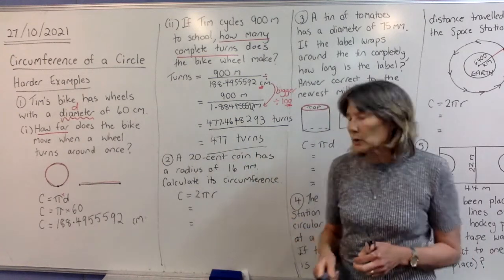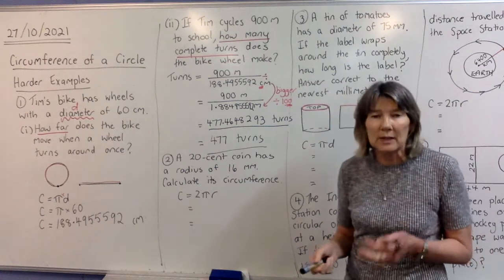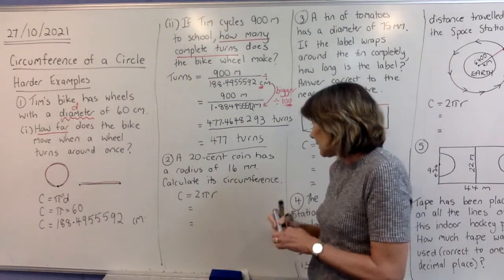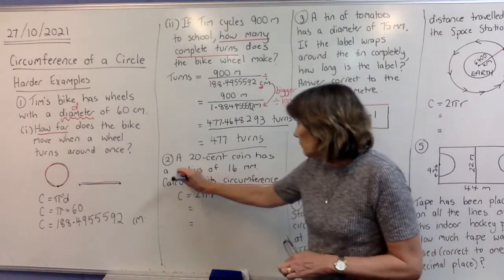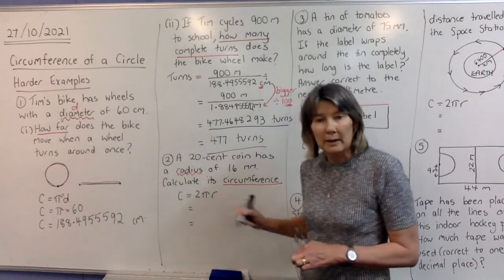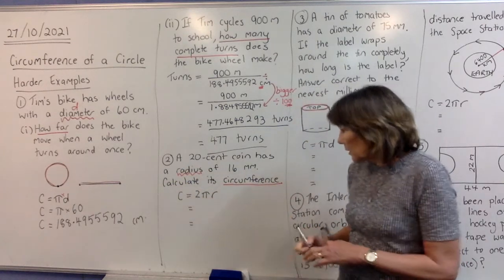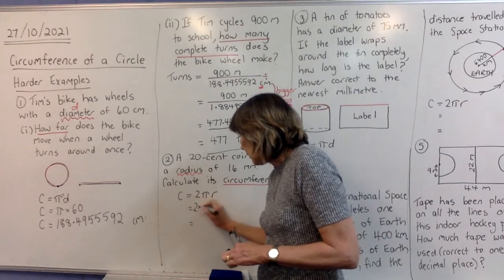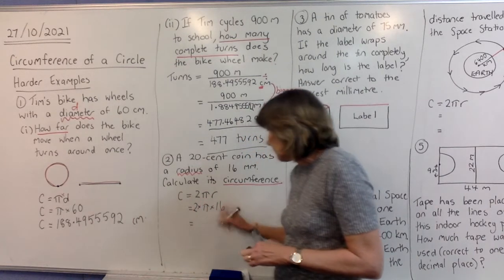Now in question 2, it says a 20-cent coin has a radius of 16 millimetres. Calculate its circumference. Because we've been given a radius, I'm writing that formula down. So now we're just going to put in our radius, which is 16.